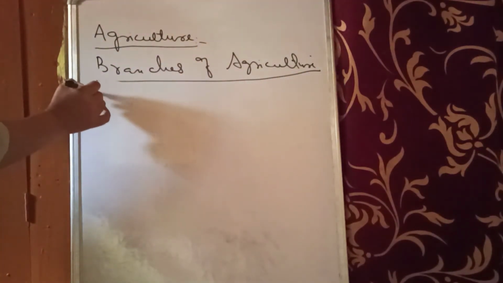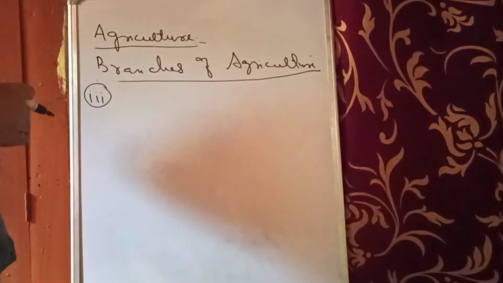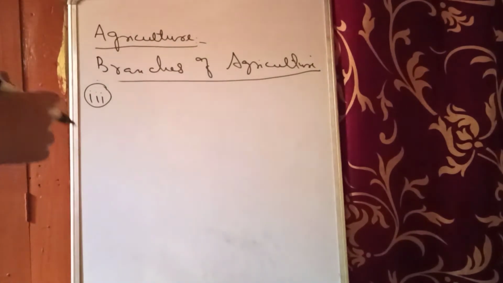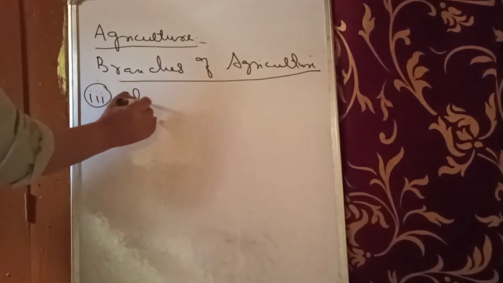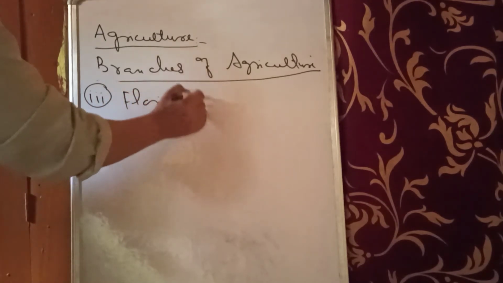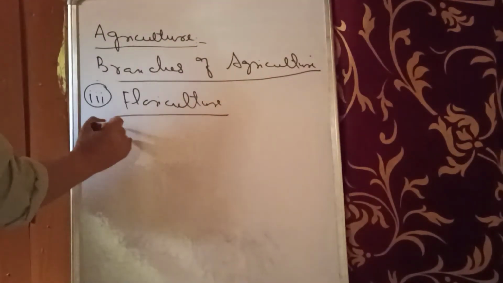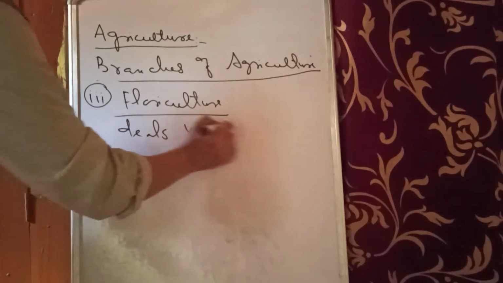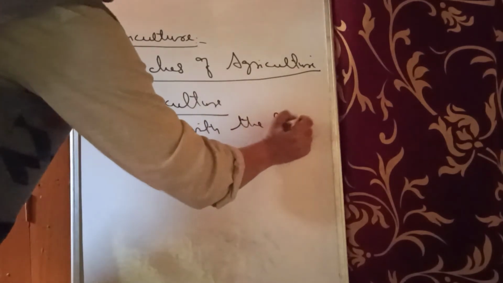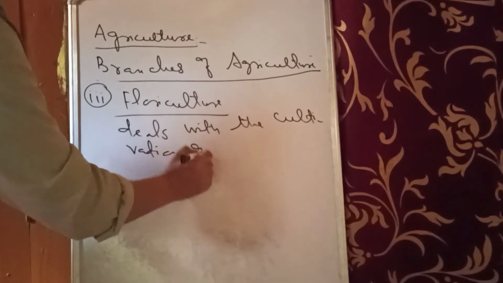They grow the saplings of these plants, or we can say flowering plants. That culture is known as floriculture. Floriculture simply means the science that deals with the cultivation of flowers. All this is science. Floriculture deals with the cultivation of flowers.